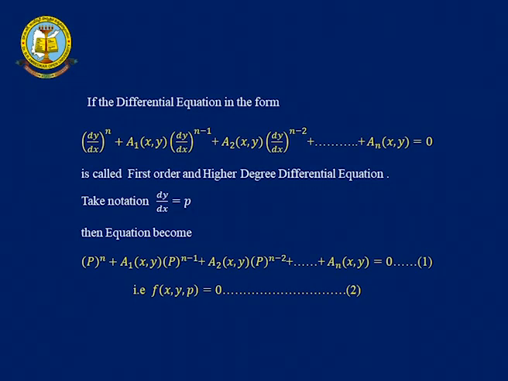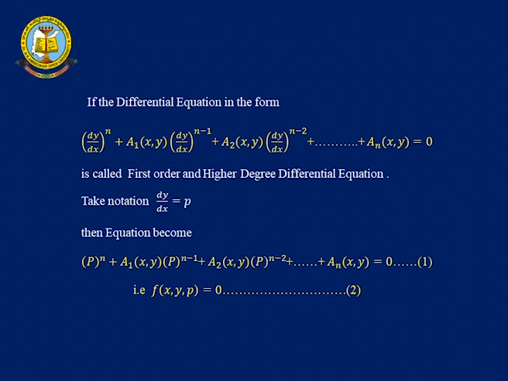So when can we say this? If the differential equation is in the form (dy/dx)^n + a1(x, y)(dy/dx)^(n-1) + a2(x, y)(dy/dx)^(n-2) + and so on, plus an(x, y) = 0, it is called a first order and higher degree differential equation.